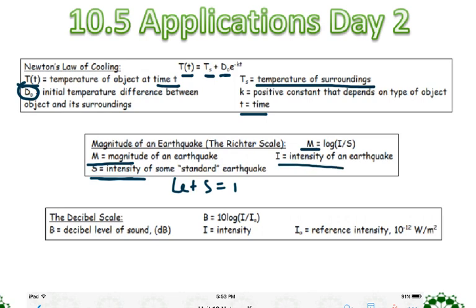The last formula we're going to be looking at is the decibel scale. So here's our formula, where B is the decibel level of the sound, which is measured in dB, that's the notation. And I is intensity, and I naught is a reference intensity. It's 10 to the negative 12 watts per meter squared. If you have good hearing, this is the lowest audible sound that a human can hear. So that's why it's a specific number. And so these are the three different formulas that we're going to be exploring.